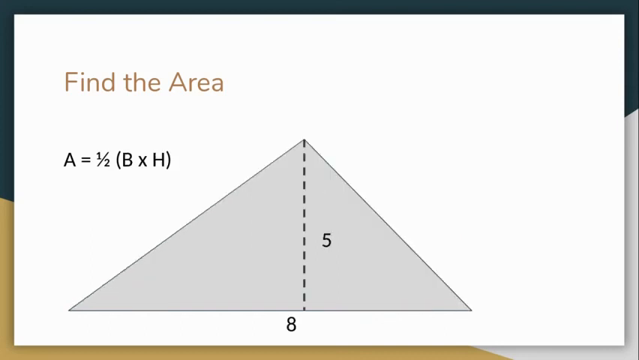Before we go, try a new example on your own using our 1/2 times base times height formula. Pause the video here while you substitute our values into the equation and calculate the area. We have a base of 8 and a height of 5. 8 times 5 is 40. 1/2 of 40 equals 20. This triangle has an area of 20 square units.